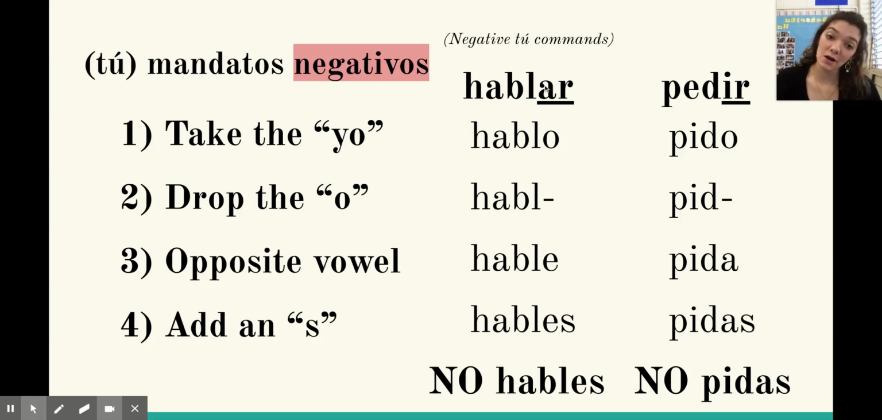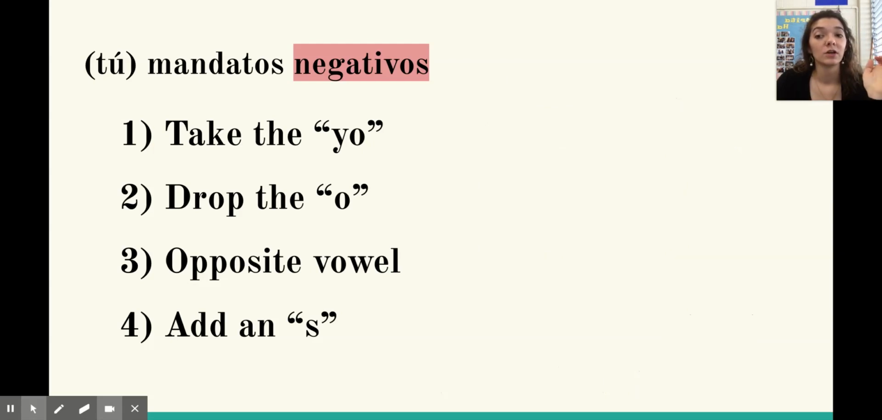So if it is an AR verb, we switch it to an E. If it is an ER or IR verb, we switch it to an A. That's what I mean by opposite vowel, okay? But we always follow this process. Take the O, drop the O, opposite vowel, add an S. Boom, boom, boom, boom. To make it negative. This is only for a negative. Don't speak. Don't ask for or order, okay? So make sure you get this down. If I'm going too fast, please pause me. I'm moving on. Okay, be careful on some of these other ones.